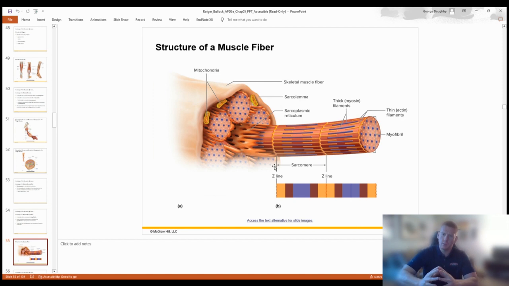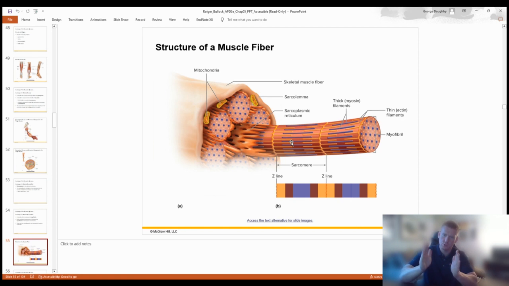What's important about the sarcomere? The blue lines are the myosin, and the yellow lines are our actin. The overlay of those two myofilaments is where we have the sliding filament theory, and that is how muscle contracts. That is how muscle shortens.